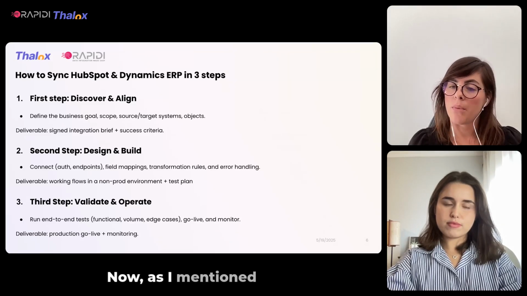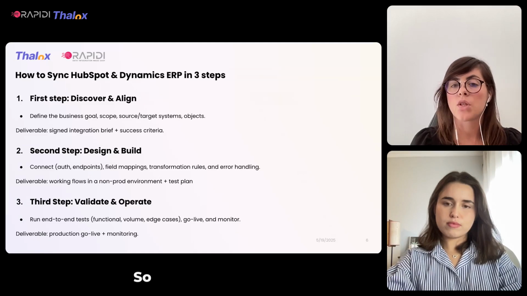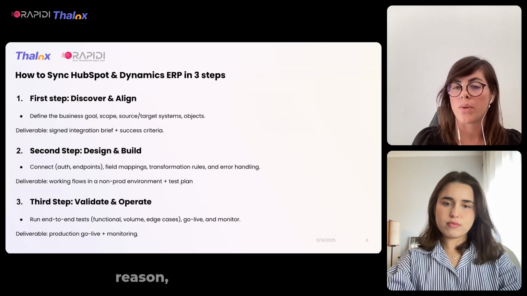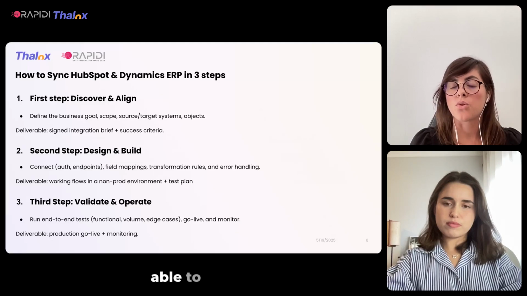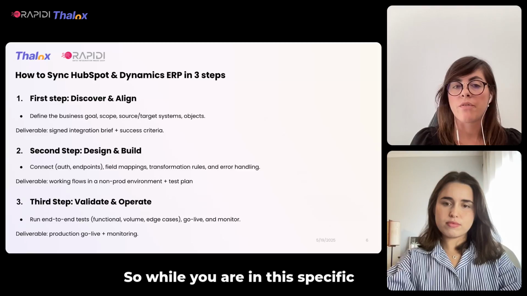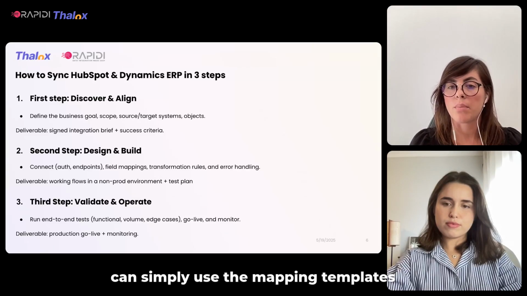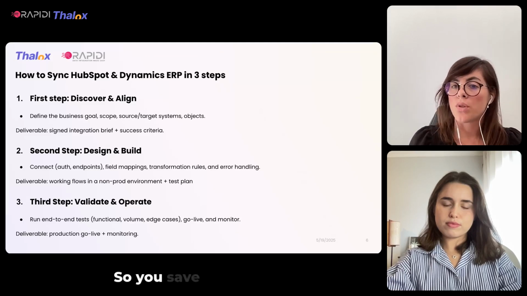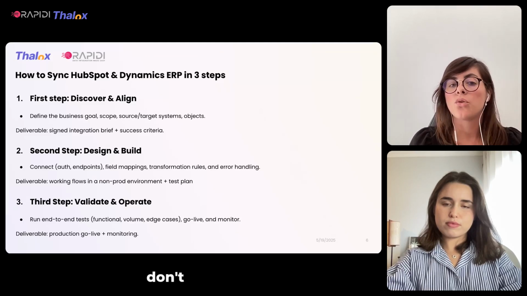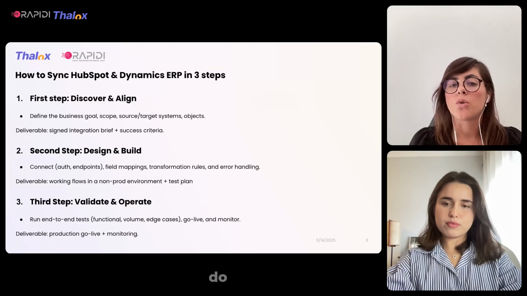Now, as I mentioned before, we do use the pre-built mapping templates. So those were built for this specific reason, to actually move forward and be able to start testing as soon as possible. So while you are in this specific phase, when you're designing and building, you can simply use the mapping templates as they are and adjust them according to your needs. So you save a lot of time on that, and you don't need to go back and build everything from scratch and think, oh, what do I map here?